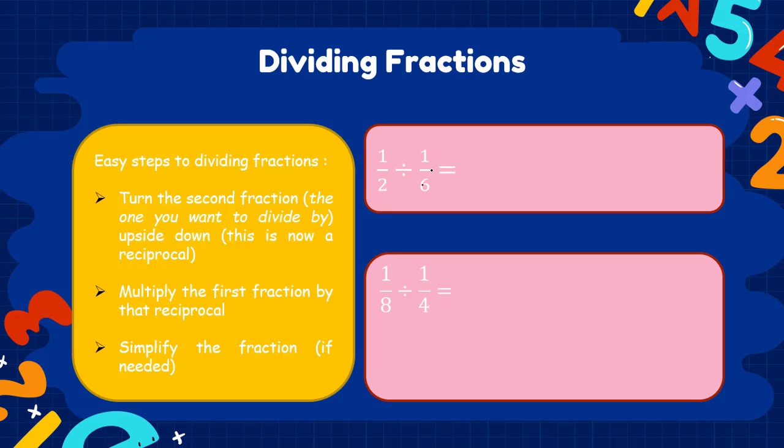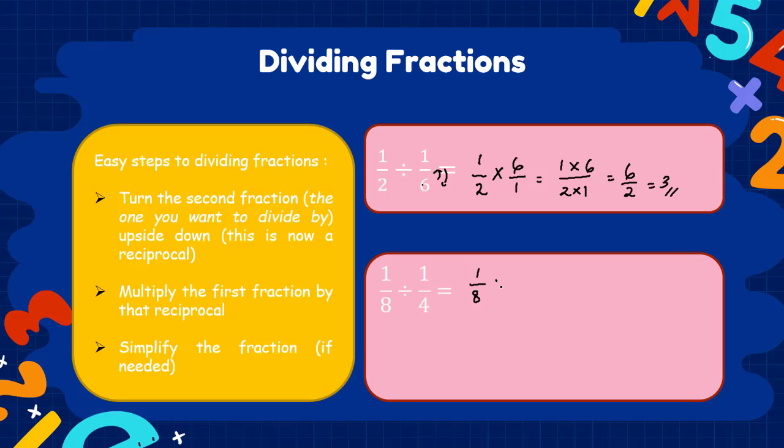Okay, I have the question 1 out of 2 divided by 1 out of 6. So you just write 1 out of 2 here. And then we have to change the operation to multiplication. And then we have to swap the numerator and denominator, and so on. So it will be 6. 1 times 6 is equal to 6, divided by 2 times 1. So it's equal to 6 out of 2, which is 3. So this is the answer.